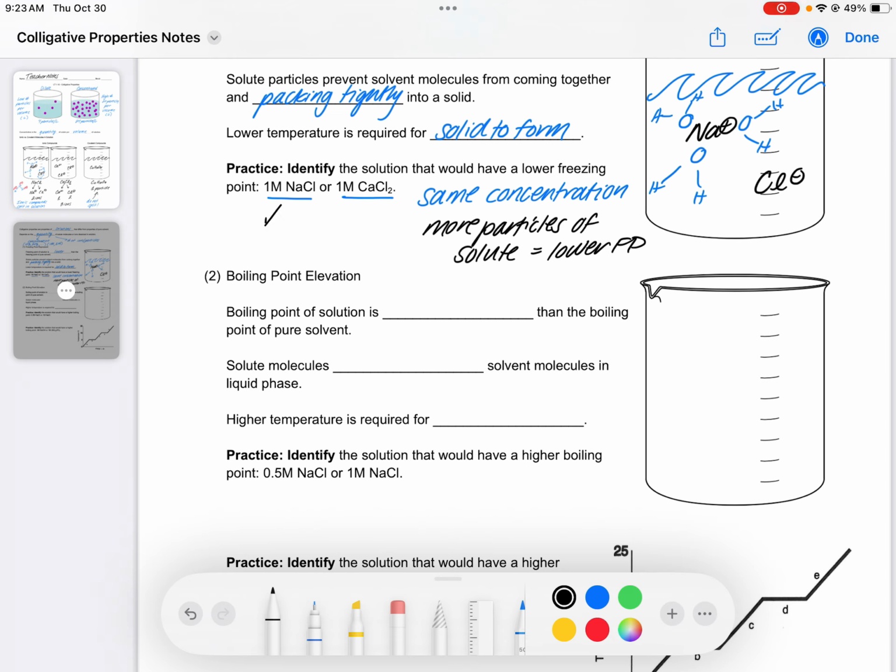We just did this example. NaCl, when it breaks apart into solution, breaks apart into two ions, one sodium and one chlorine. Calcium chloride, when it breaks apart into solution, breaks into three ions, one calcium and two chlorines. Because 3 ions is greater than 2, the calcium chloride with water is going to require a lower temperature in order to freeze.